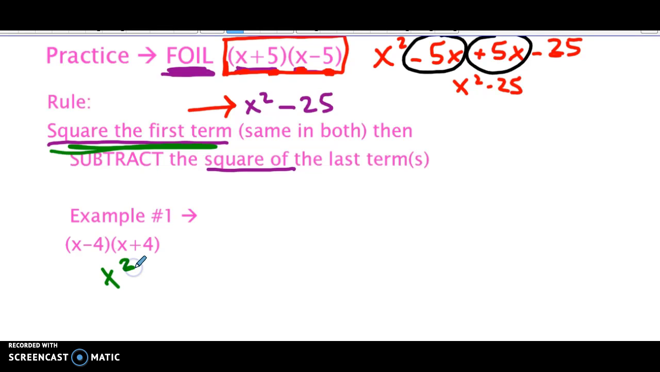which gives me x squared. Then I'm going to subtract the square of the last terms. 4 squared is 16, so I get x squared minus 16.